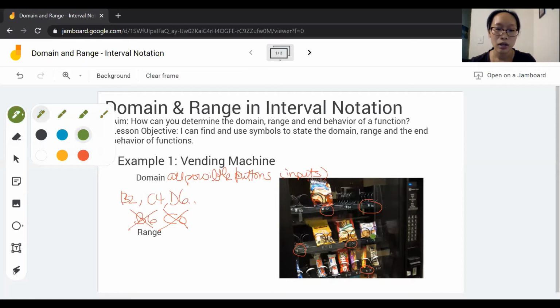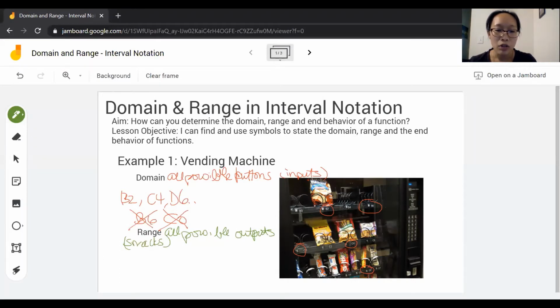Our range is all possible outputs. In this case, these are our snacks. So specifically, we can make a list. We have chips, we have cookies, Skittles, M&Ms. Do we have water? No. Do we have Coke? No. You can find them in other vending machines, but not this one.